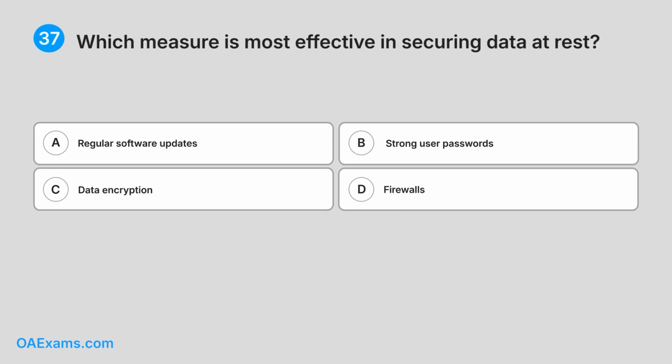37. Which measure is most effective in securing data at rest? A. Regular software updates. B. Strong user passwords. C. Data encryption. D. Firewalls. Do you know the answer?